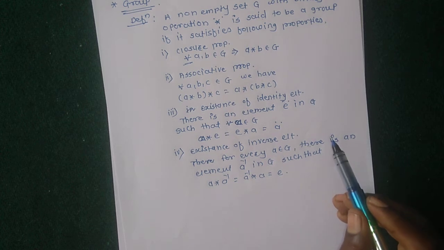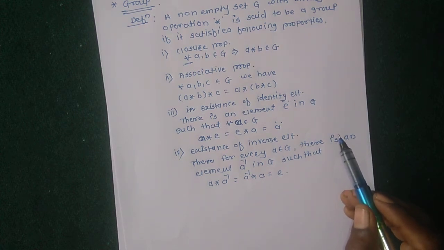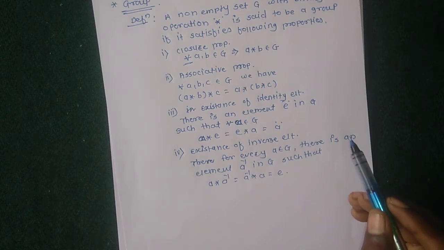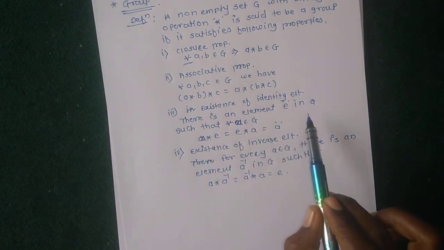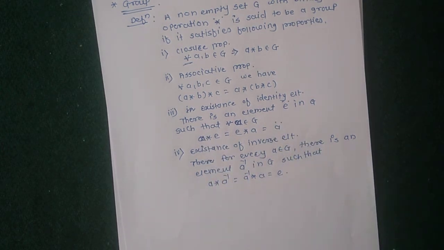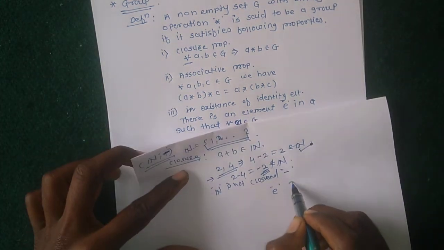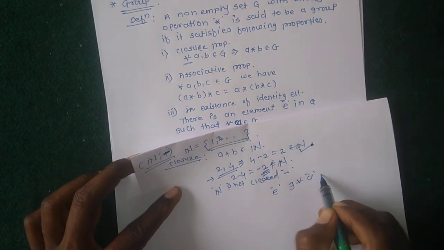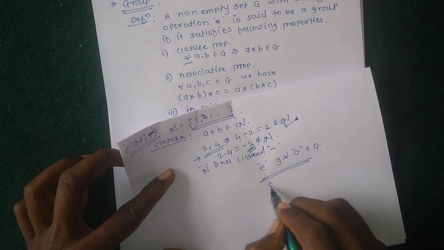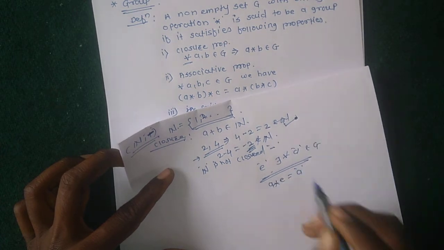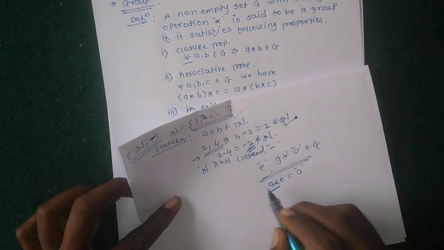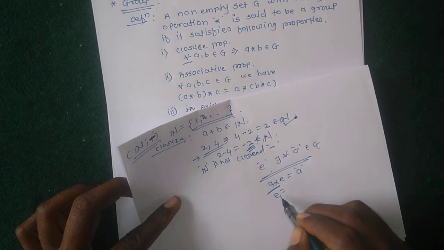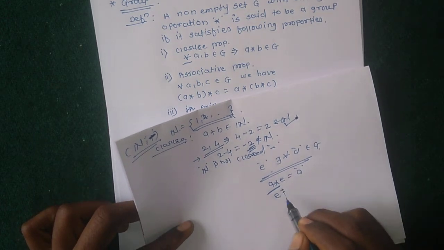Existence of identity element means that in the given set G, there is one element, only one element, that exists in that set. When the binary operation is applied on the element E and any element A in G, their value must be A. Here A is any element of that set G. That means A may also be E or not equal to E.